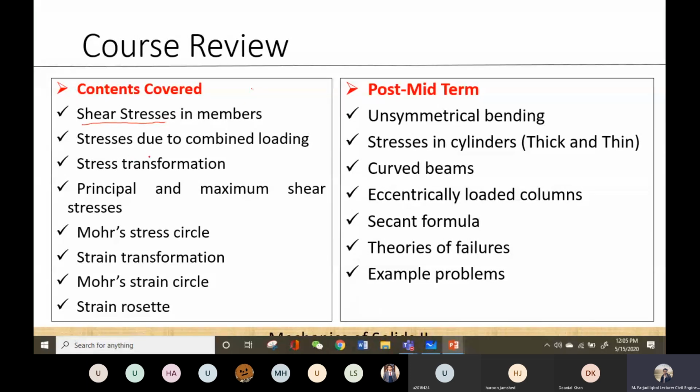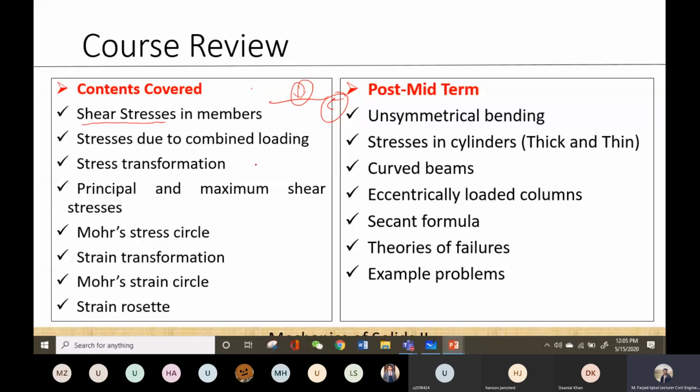Then we calculated the stresses when combined loadings were acting on a structure. For example, for a beam, if a perpendicular load was acting and a horizontal load was acting on the beam, then we calculated the stresses due to the combined effect of these loads. The combined stresses include the shear stress, the flexural stress, and the axial stress.